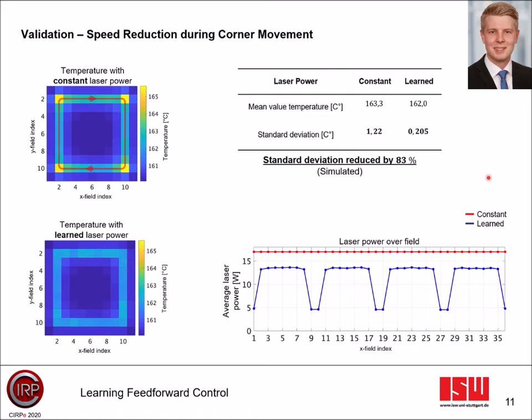Currently, we only have validated the control approach using our implemented thermal model and not using a real machine. However, our first results showed that compared to constant processing parameters, the standard deviation of the temperature along the scan path could be reduced by 83% for the use case shown here. In addition to this scenario, we have tested and simulated further use cases. On average, the standard deviation of the temperature could be reduced by 48% for all simulated use cases.